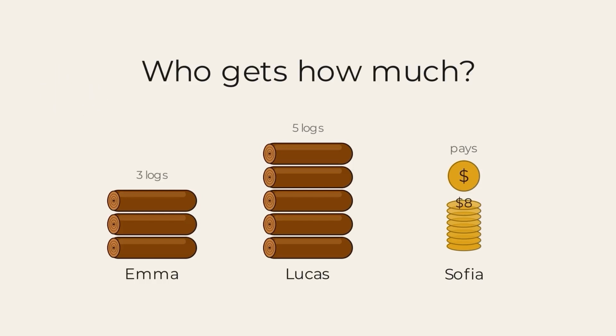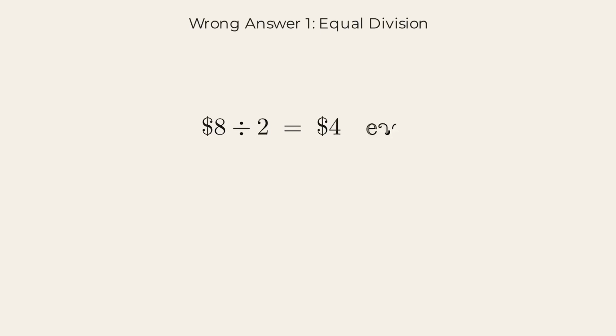Almost everyone, immediately without hesitation: $4 each. They are wrong. The correct split is $1 and $7. Here is why. The most common answer starts with the total. $8, 2 people receiving it. 8 divided by 2 is 4, $4 each. That feels completely fair. Equal shares, clean, simple.